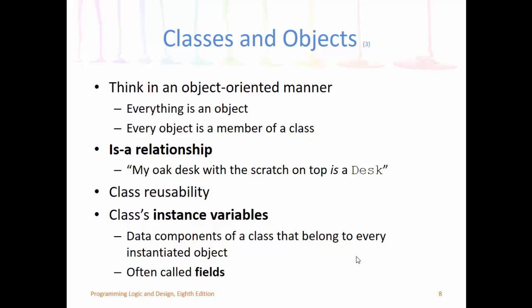And classes have reusability. For example, the instance variables or the attributes, sometimes called fields. These are the data components of a class that belong to every instantiated object. Remember, every automobile has the make and model and year, etc.